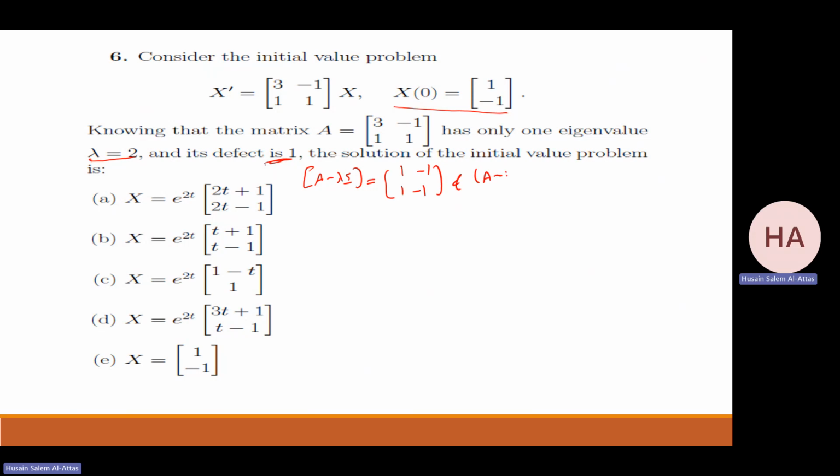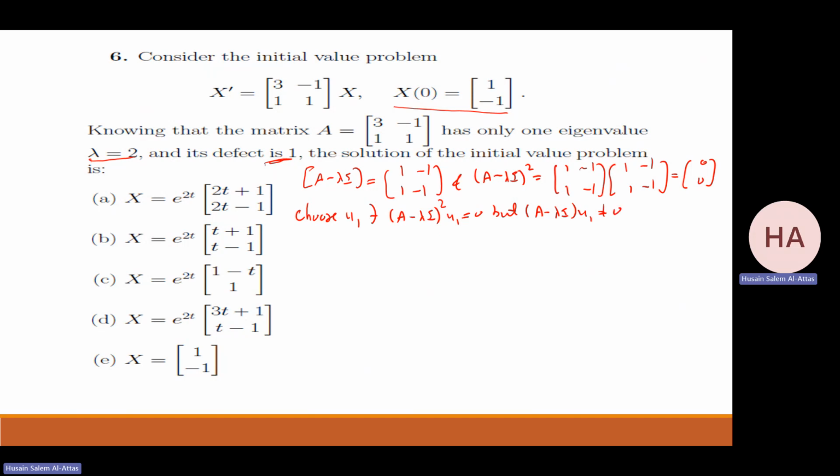I need A minus lambda I squared. That will be 0, 0. Actually, the Cayley-Hamilton theorem will tell you that it will be the zero matrix. So choose U1 such that A minus lambda I squared times U1 equals 0, but A minus lambda I times U1 is not equal to 0. Now let me choose U1 to be 1, 0.